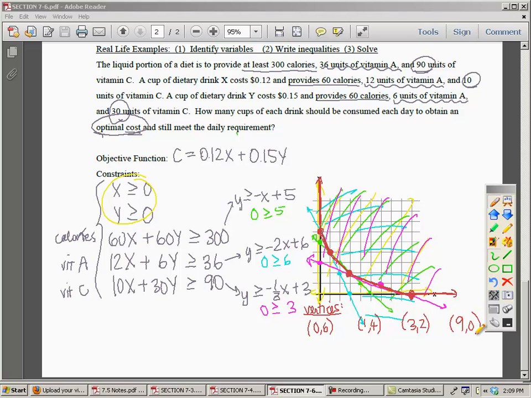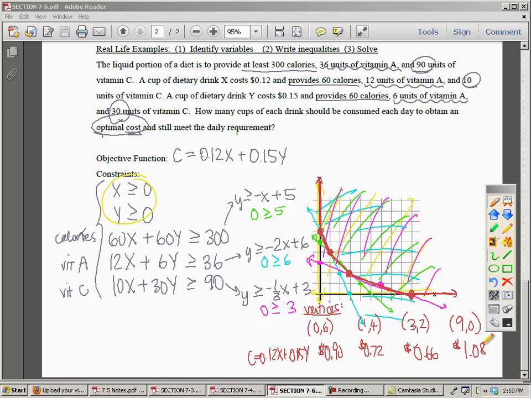If I plug them into my cost function, which we said was 12 cents for x and 15 cents for y, here's what I get. I get 90 cents for the first one. I get 72 cents for the second vertex. I get 66 cents for the third vertex. And I get $1.08 for the fourth vertex.